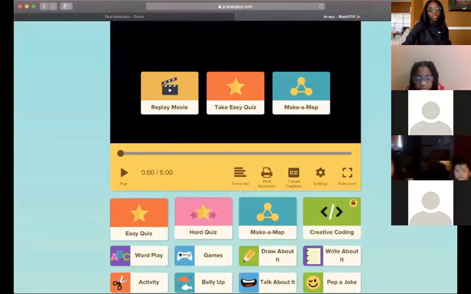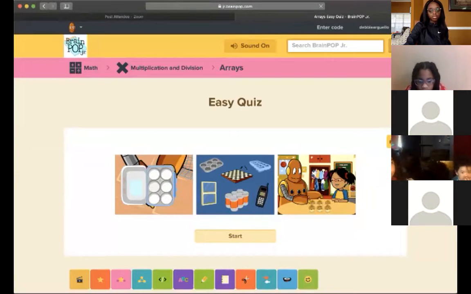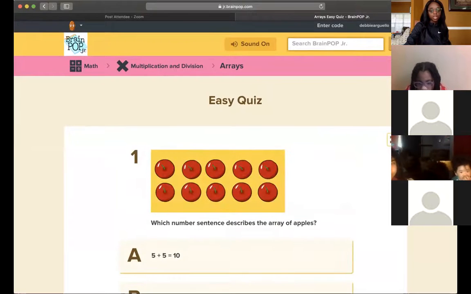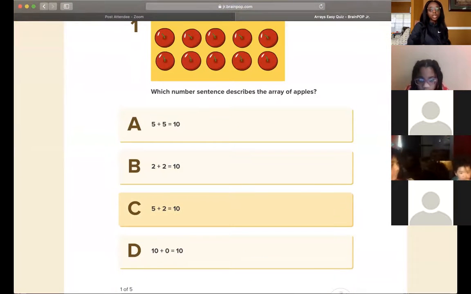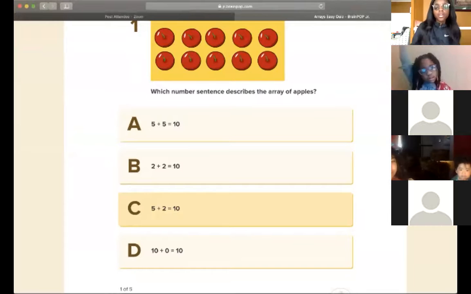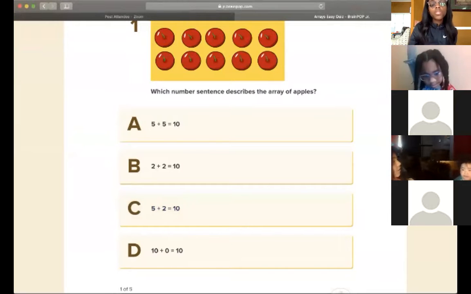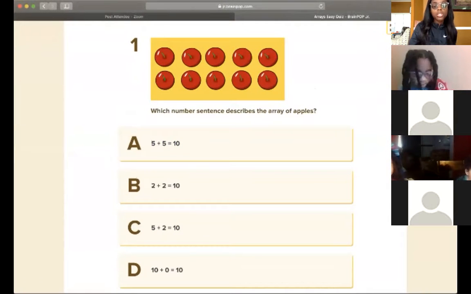All right, let's do the survey. I mean the quiz. All right, so it says, which number sentence describes the array of apples? Remember, when we do arrays, the numbers have to repeat, which means that there has to be the same numbers. So which one of these would describe the array of apples?